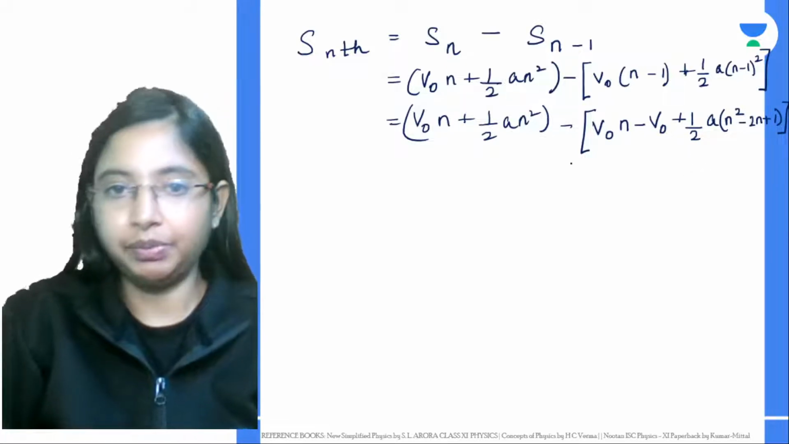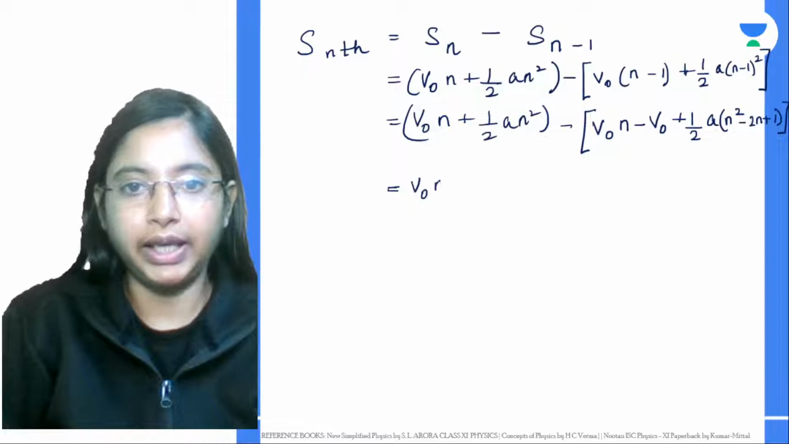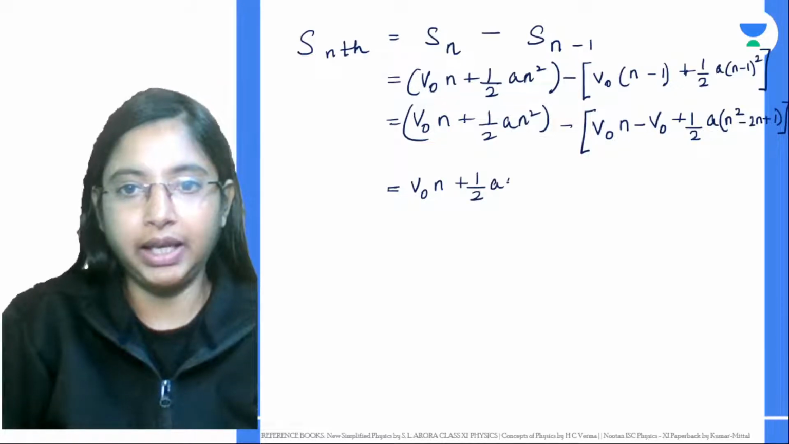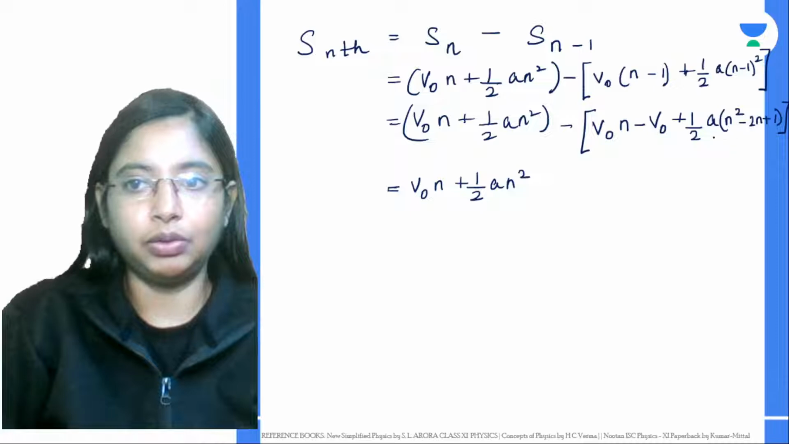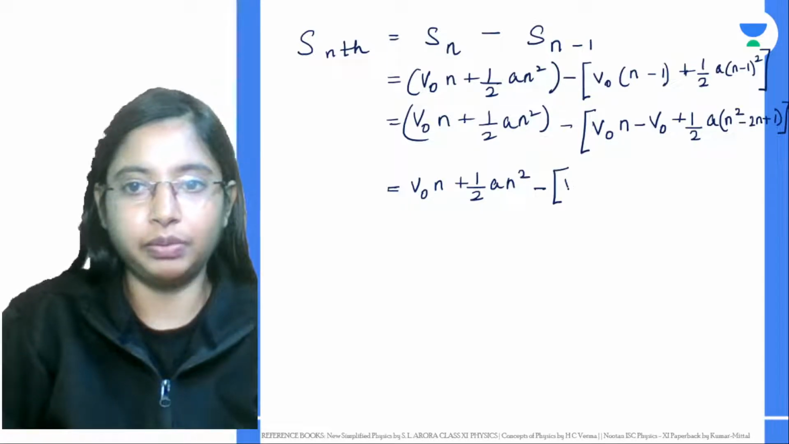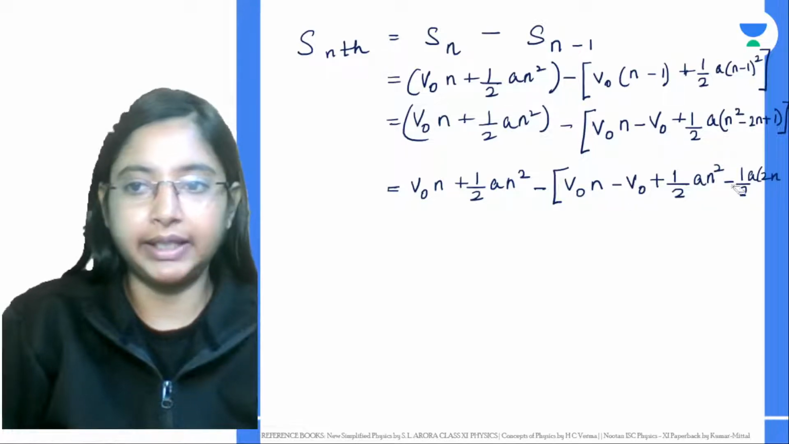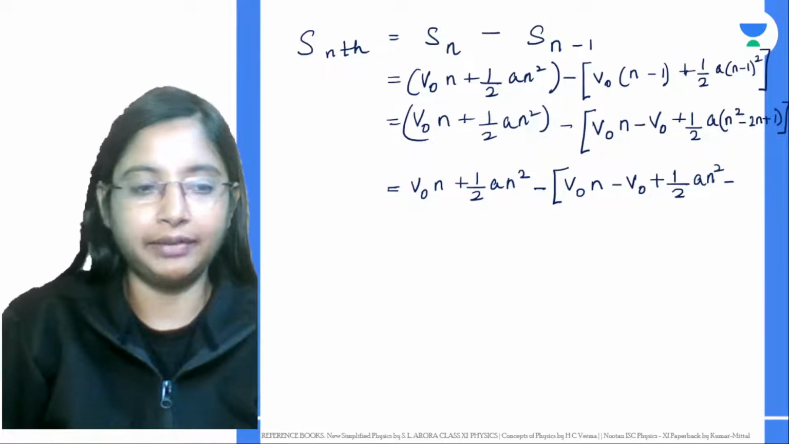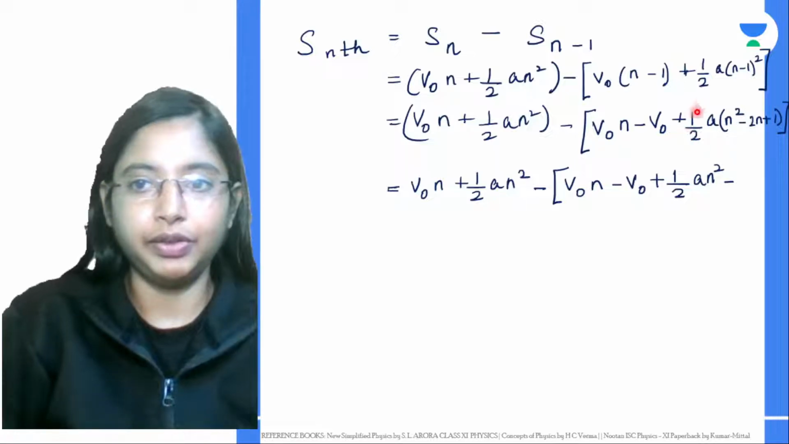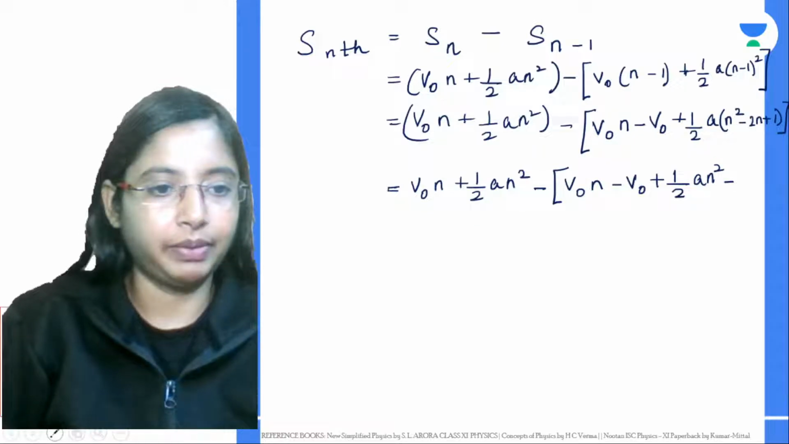Now from here, this will be v naught n plus half a n square. Now let's write this one also. This will be v naught n minus v naught, plus let's take this half into a n square, minus half into a into 2n. When you do that, the 2 gets cancelled here, and all you will have is a and n. So minus a into n.